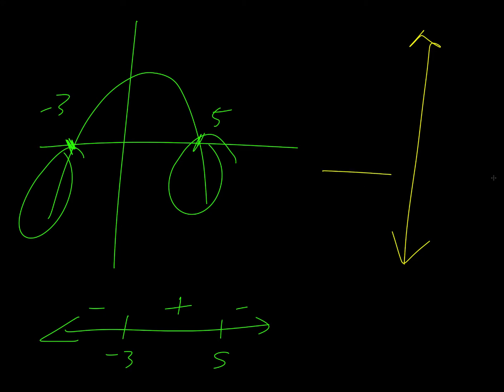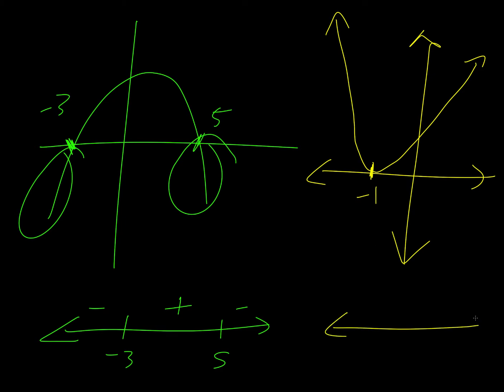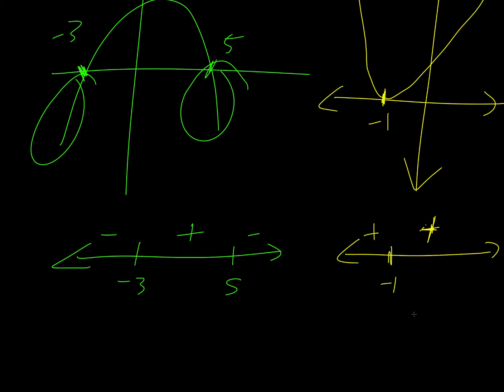Okay, now if we have something that looks like this, and it kisses the graph at -1, the graph is almost always above the x-axis. It just touches the x-axis at that one point. And so positive, positive on the sign diagram. Okay?